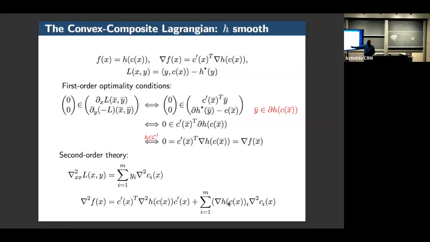Now we move on to a second order theory. I look at what is usually associated with the Hessian of the Lagrangian. Right? So I have the Lagrangian, take the second derivative in X, simply Y times the Hessians of the individual functions Ci. But now if I take the second derivative of F, I actually get two pieces. And remember, these are the objects associated with Y. So this is only including the curvature of the data functions, the Ci. It is not including the curvature of H.